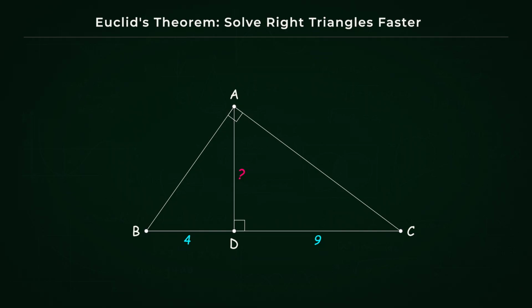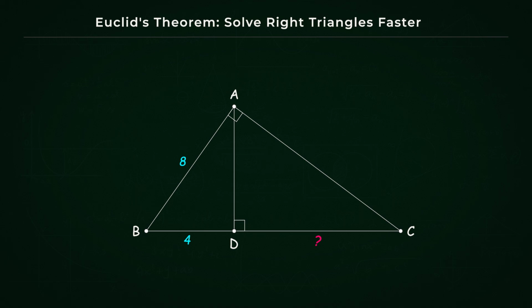If someone can tell you that AD equals 6 in just 2 seconds, don't be surprised. They must be using Euclid's theorem. Another example, if AB is 8 and BD is 4, can you work out CD mentally right away? Problems like these are classic applications of Euclid's theorem.